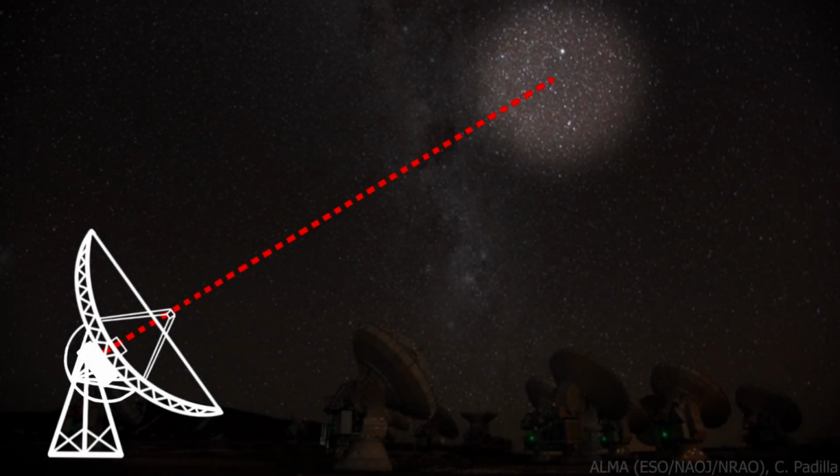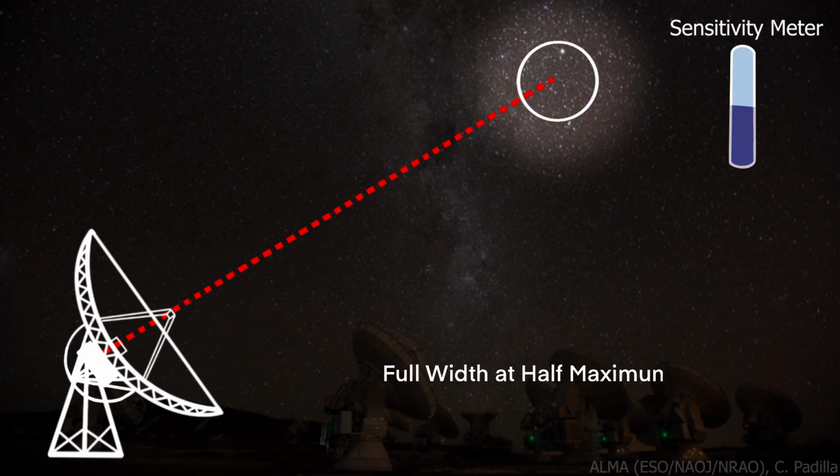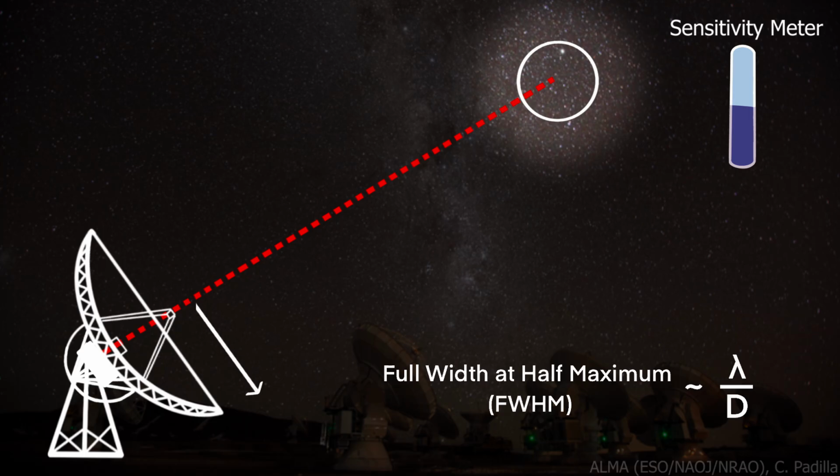Even within the central lobe, however, the sensitivity to the sky is not uniform. It's most sensitive directly along the axis of the antenna, but decreases with increasing distance from the axis. At a certain distance away from the axis, the antenna is only half as sensitive as it is toward the axis. The width of the beam at this point is often referred to as the full width at half maximum, or FWHM of the beam, and it is proportional to lambda over d, where lambda is the wavelength of electromagnetic radiation, and d is the diameter of the antenna.